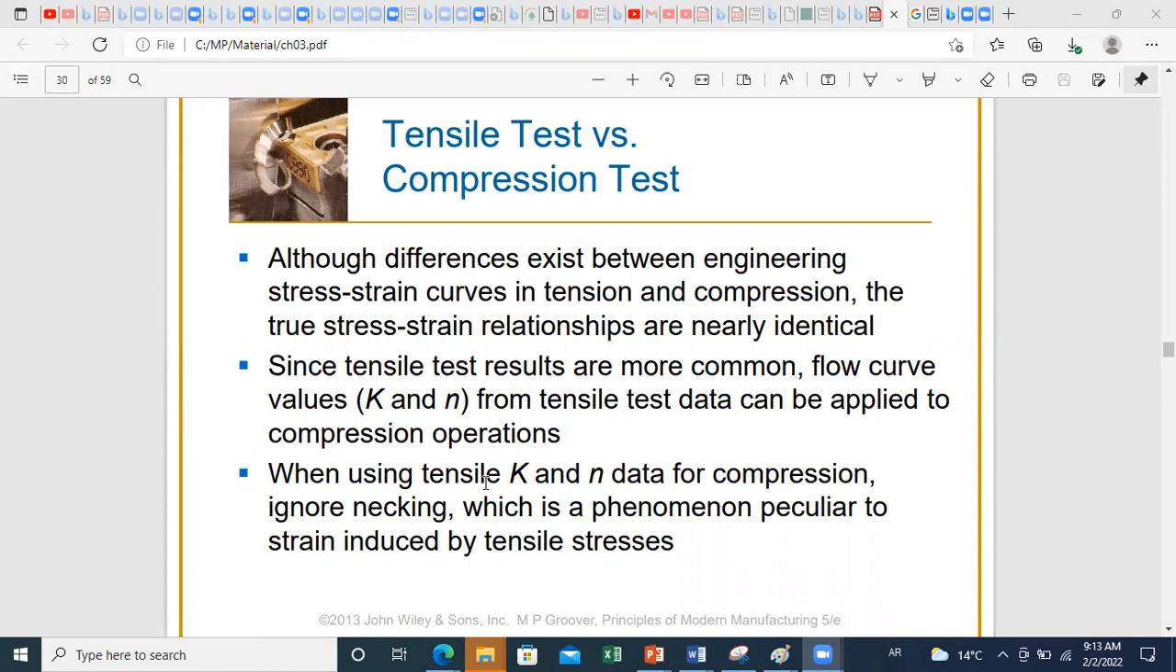When using tensile K and N data for compression, we should ignore necking. The difference is that we will not observe necking in compression, but K and N values can be considered common. So whenever you have a ductile material and you calculate K and N, you can consider that these values are also valid for the compression test.